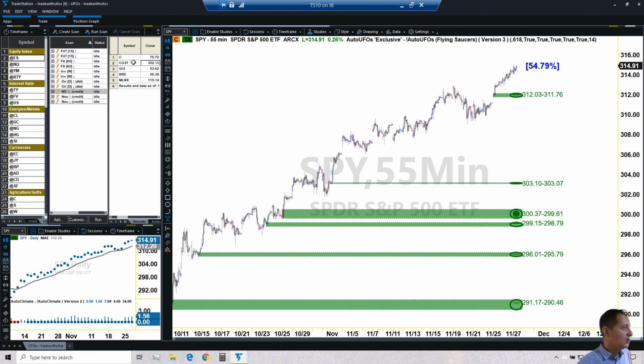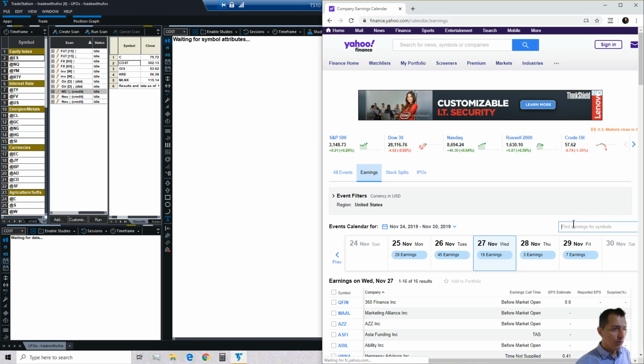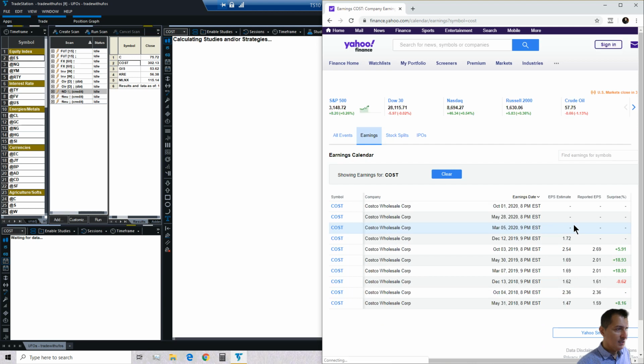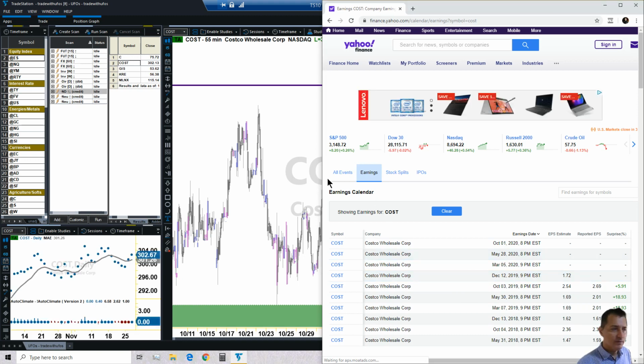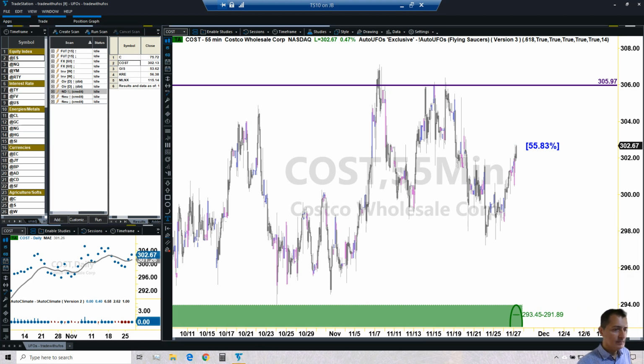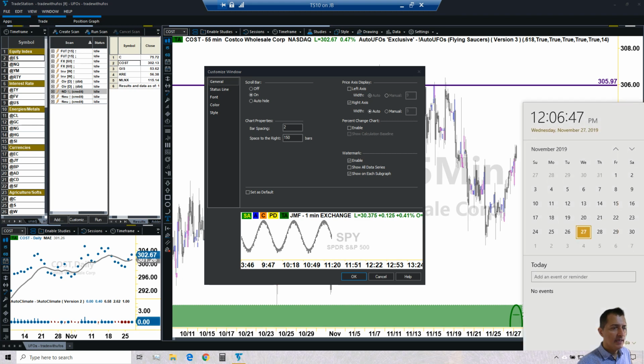So we'll start with Costco. Click on Costco so the chart loads, and also we're going to be typing Costco on Yahoo Finance. Here is Costco, and we can see that the earnings date for Costco is December 12th. If I get a calendar here, we can see that December 12th is right there.